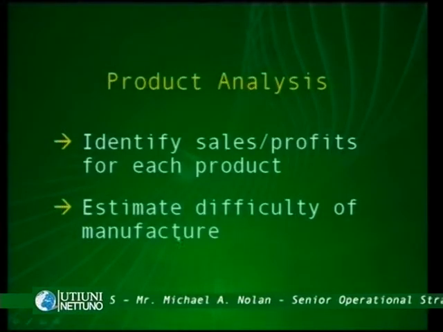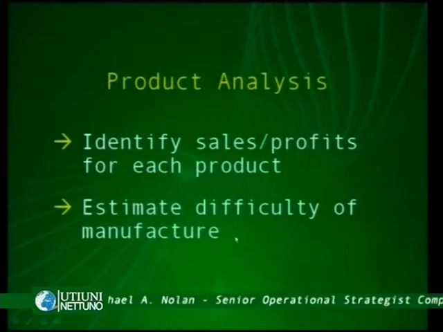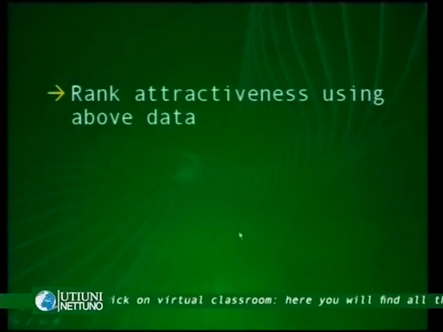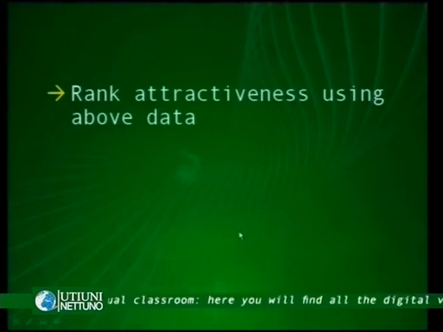Estimate difficulty of manufacture. So is it an easy product to make? Do you have quality problems? Are there little niches in it that make it difficult to manufacture? Do the tolerances have to be very, very high with the companies you're dealing with as customers? So you have to look at, are there ways of making money more easily? Is it affecting our reputation? All of these things you have to look at. So you rank the attractiveness of the products using the above data.